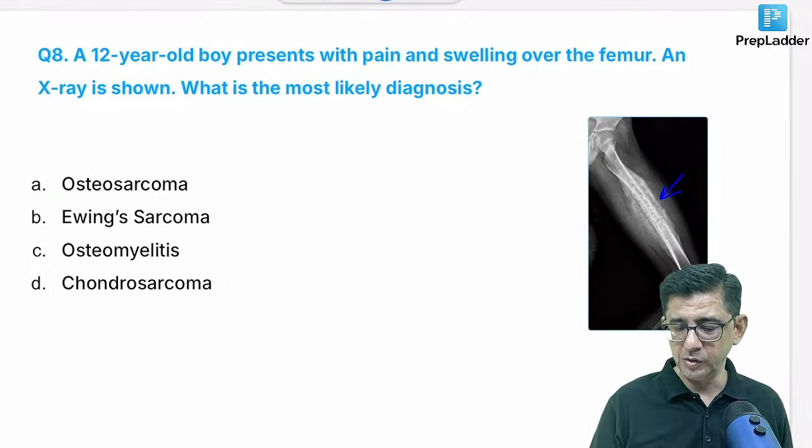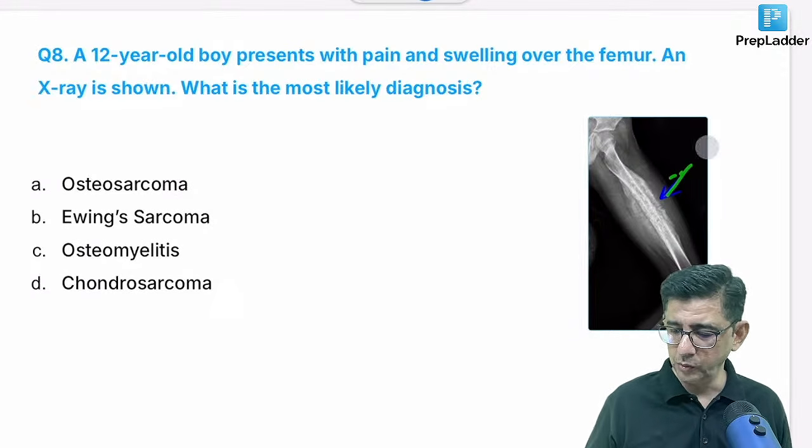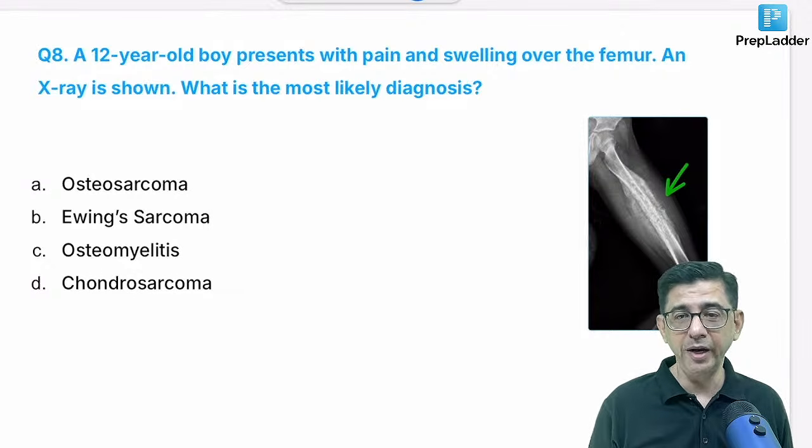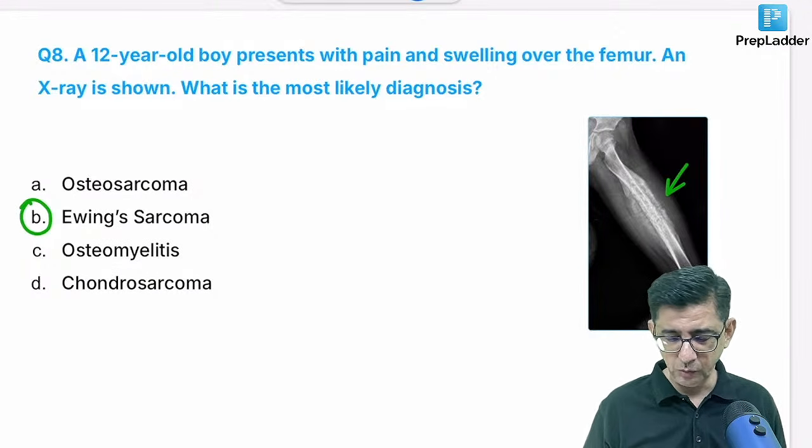The more appropriate answer for this question that I have currently shown before you would be, because I said the word diaphyseal tumor, which I was trying to avoid, the correct answer in this case would be B, that would be Ewing sarcoma.